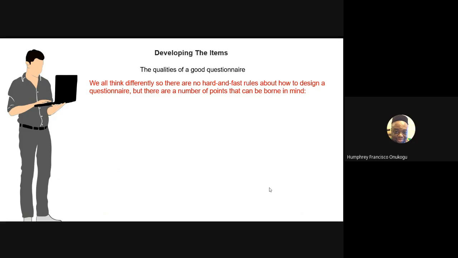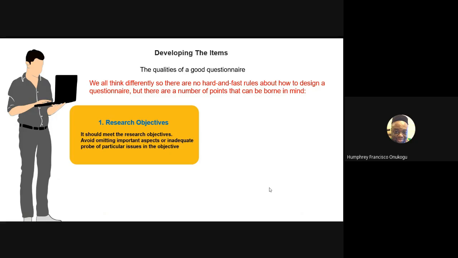Now, I'm still on developing the items, looking at the quality of a good questionnaire. We all think differently, so there is no actually hard and fast rules about how to design a questionnaire, but there are a number of points that must be borne in mind. Somebody said questionnaire development is an art, not a science, because there are no theories that you have to obey, but there is a lot of do's and don'ts. These are points that you have to consider. I have some that I have itemized here.